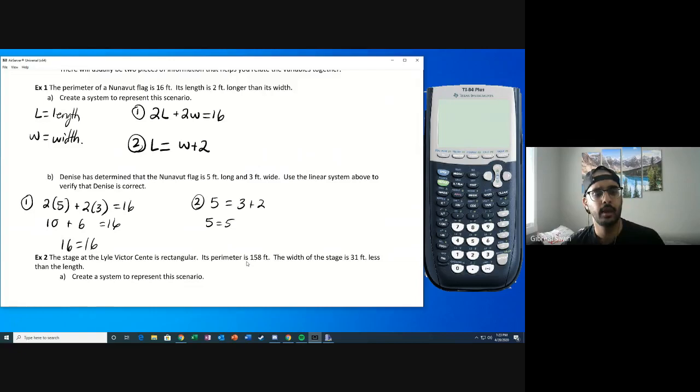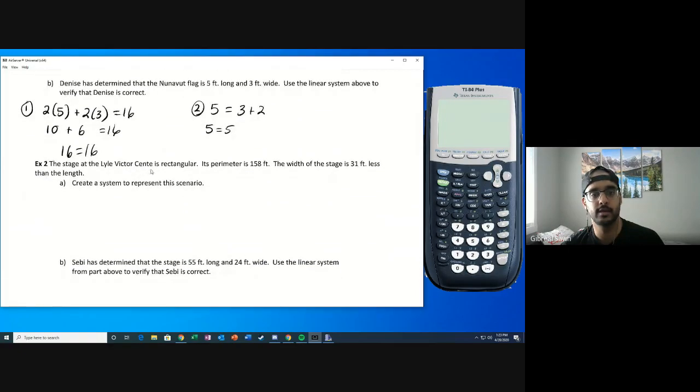The second example: the stage at the Lyle Victor Center is rectangular. The perimeter is 158 feet. I'm just going to highlight that: rectangle, perimeter. The width is 31 feet less than the length. Create a system to represent this. Again, we've got a rectangle. Again, we've got perimeter. So let's define some variables again. Let's use L for length and W for width. First equation we'll do with the perimeter. Again, just like before, 2 lengths plus 2 widths equals our perimeter of 158.